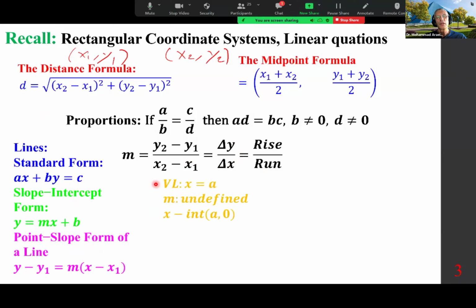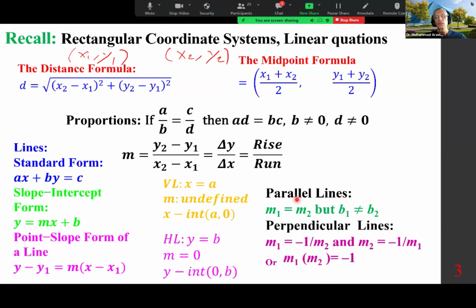Vertical line, x equals a, the slope is undefined, x intercept at (a, 0). Horizontal line, y equals b, slope is 0, y intercept at (0, b). Two lines are parallel if they have equal slopes and different y intercepts. Two lines are perpendicular if the product of their slopes is -1, or one slope is the negative reciprocal of the other.